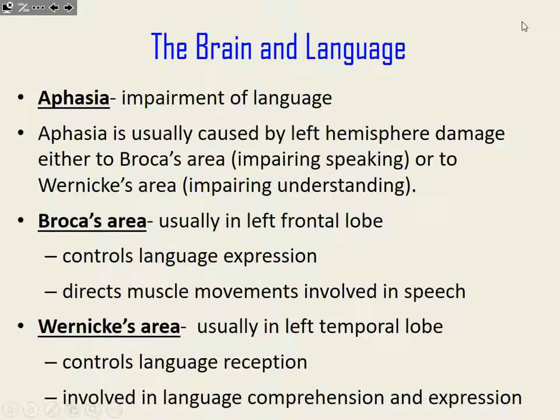Impairment of language, aphasia. There's 2 types of aphasia, and they're caused by 2 different things. The first one we want to look at is, essentially, we're asking ourselves what brain areas are involved in language processing and language speech.